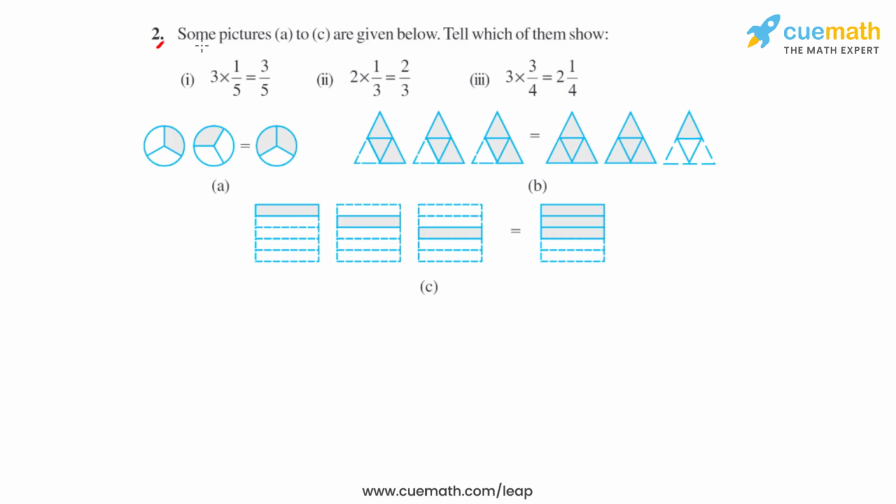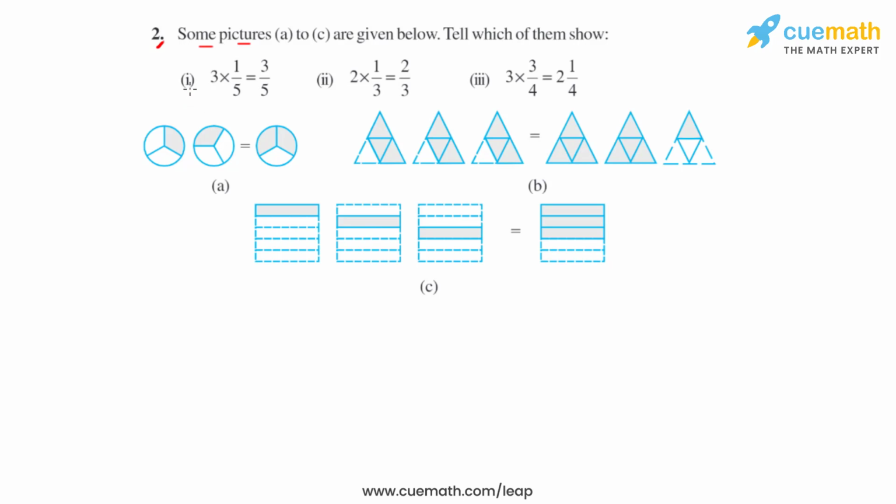Question number 2 says that some pictures from A to C are given below. Tell which of them show the following 3 bits. Basically what we have to do is, from the following 3 bits, we have to match which of the given visual representations would suit them the best.